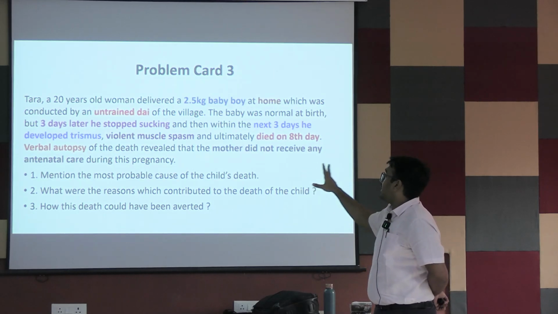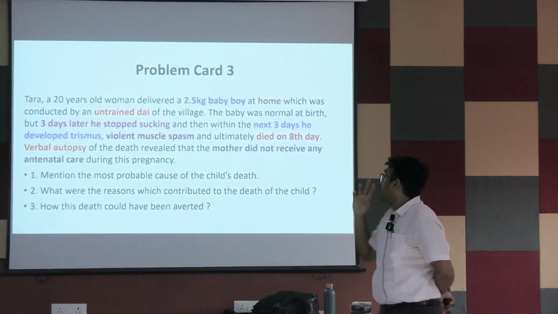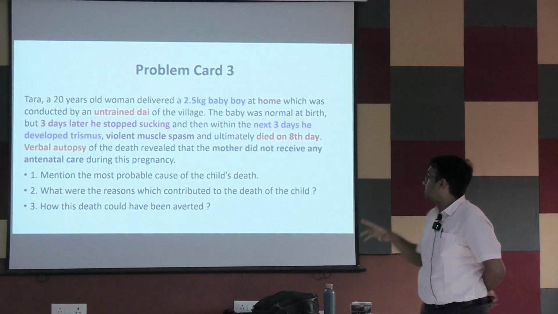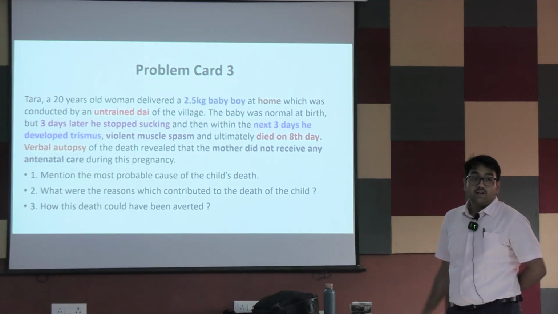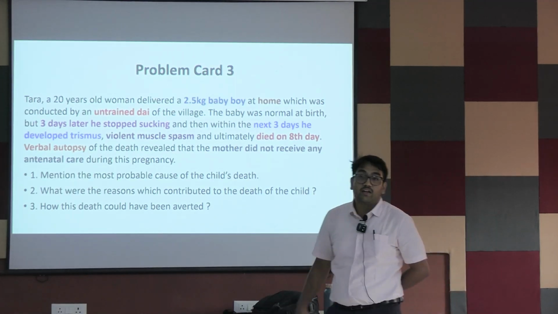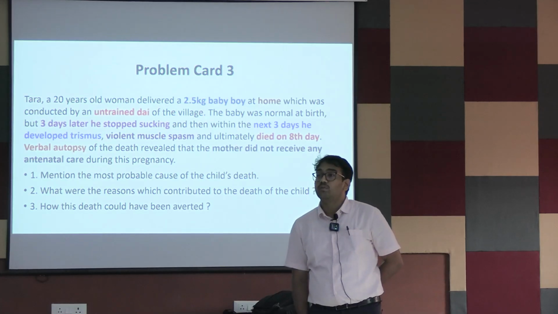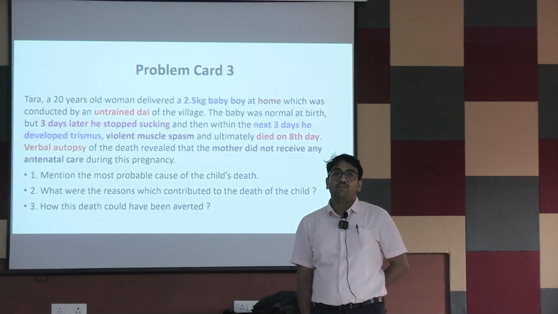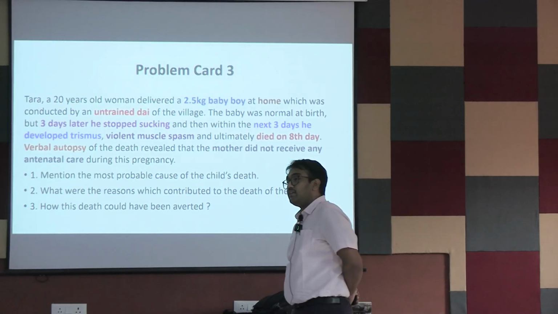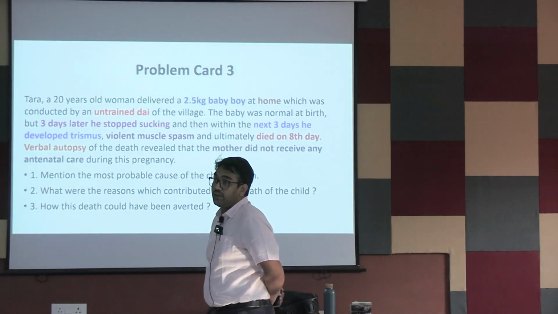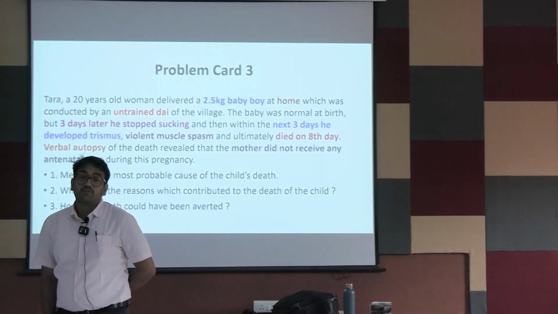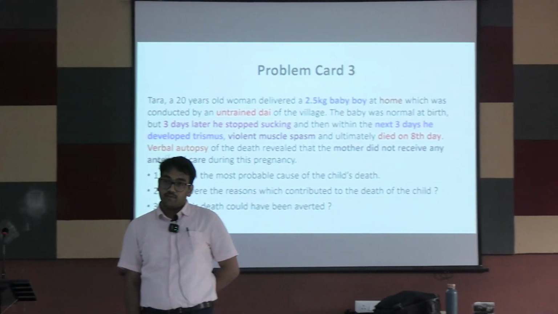Then at 3 days he stopped suckling. In the next 3 days he developed trismus and violent muscle spasm, and finally he died on the 8th day. Verbal autopsy says the mother did not receive any antenatal care. So why was verbal autopsy done? What is verbal autopsy? Does anyone know? Verbal autopsy is a practice in which, by interviewing the relatives, we try to ascertain the cause of death.